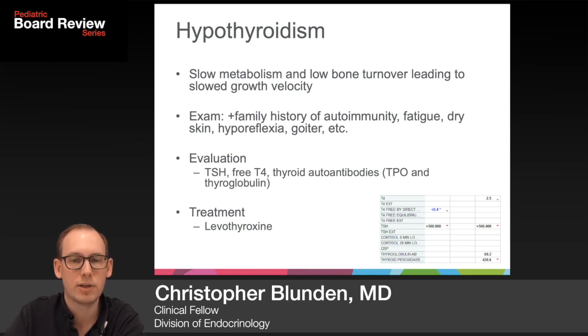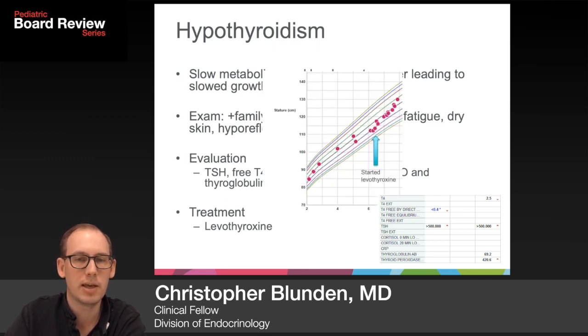On the bottom left, you can see a patient who had severe hypothyroidism at the onset with a very high TSH and a very low free T4, indicating primary hypothyroidism. The same patient, who had exhibited a decrease in her growth velocity down from about the 50th to 75th down to the 10th to 25th percentile, was able to get back to her normal curve once thyroid replacement was initiated.